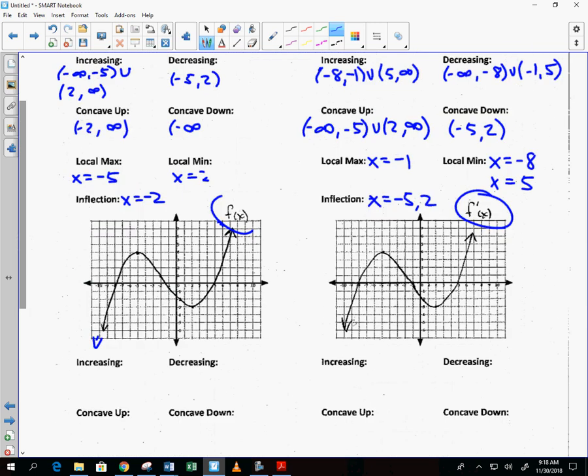Yes, the concavity piece or the inflection. Inflection is going to happen wherever the second derivative changes sign. The second derivative will be the slope of the tangent lines. You can see here the slope is positive, here it's negative, so it changes sign right here, which is at negative 5. Then it will again at positive 2.